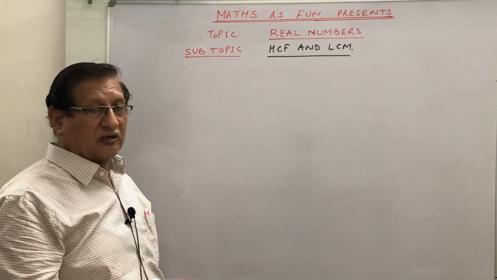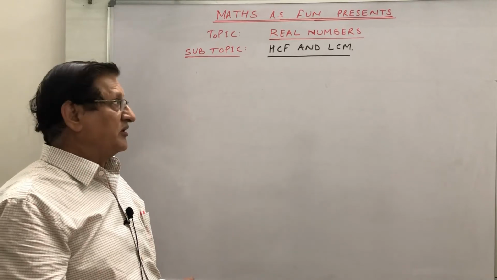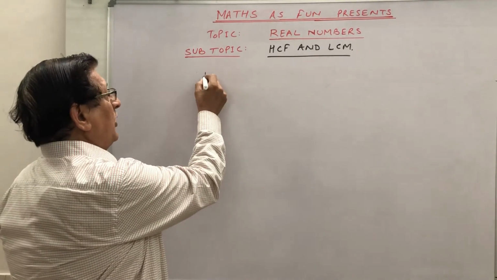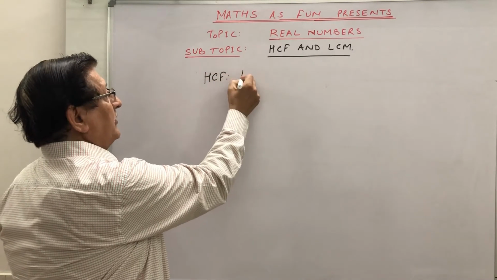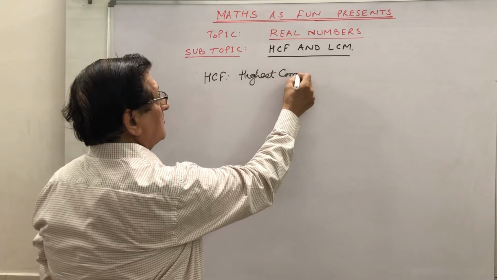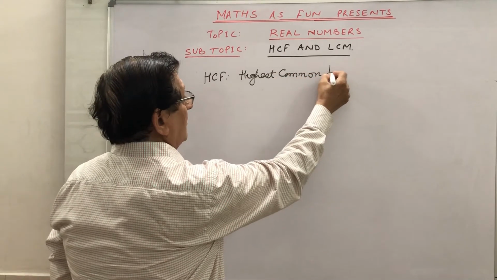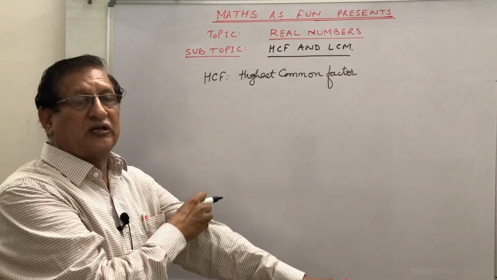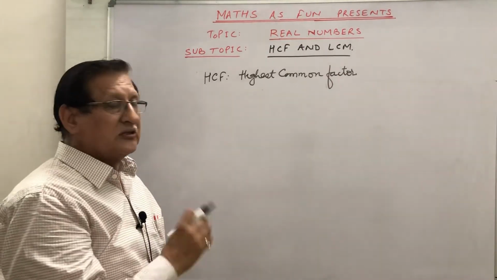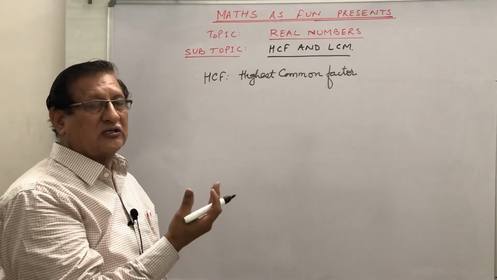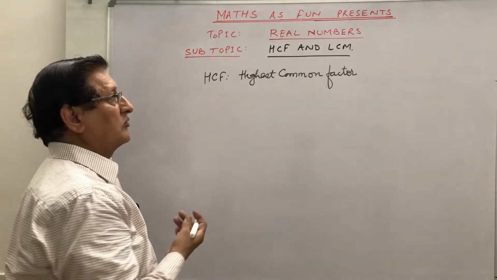We have been learning about real numbers. In today's video, we are going to learn about HCF and LCM. What is HCF? HCF is highest common factor. Highest common factor means in case we find the factors of any two numbers or three numbers, then we see what are the common factors in them, and whatever is the highest, that is known as the highest common factor, or HCF.